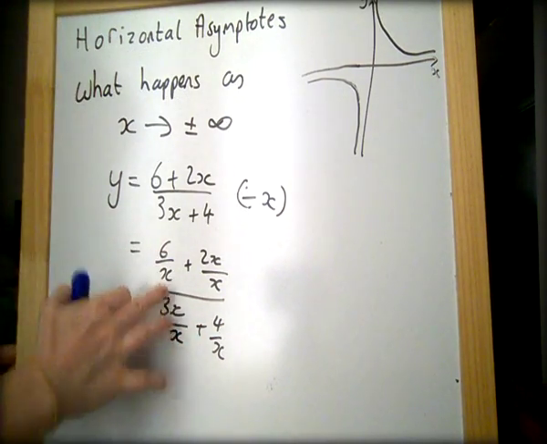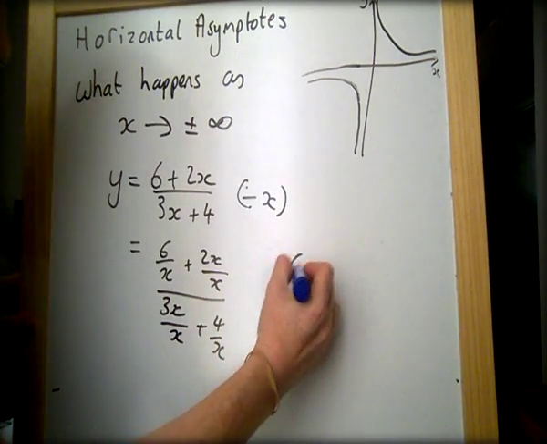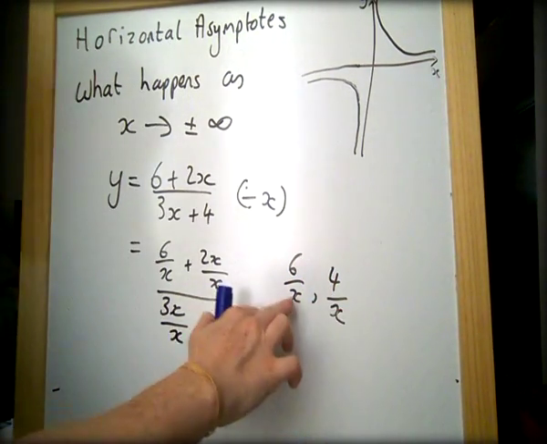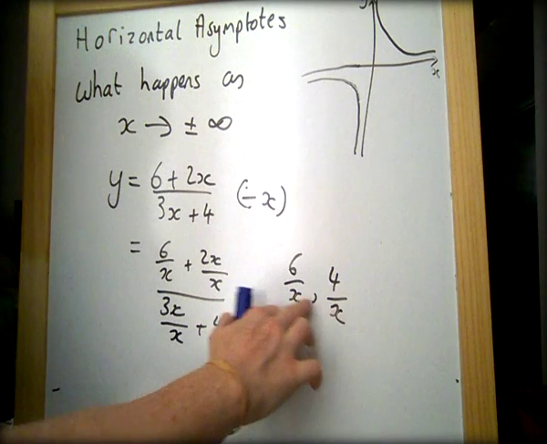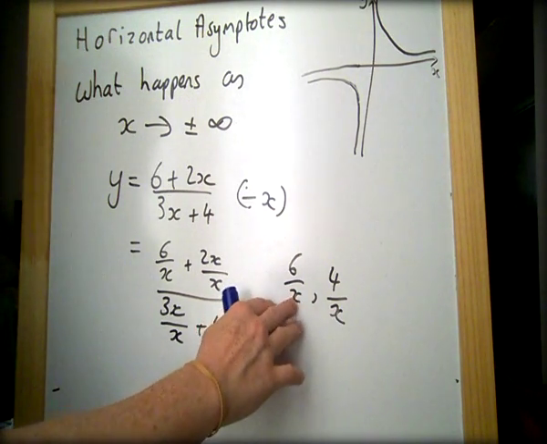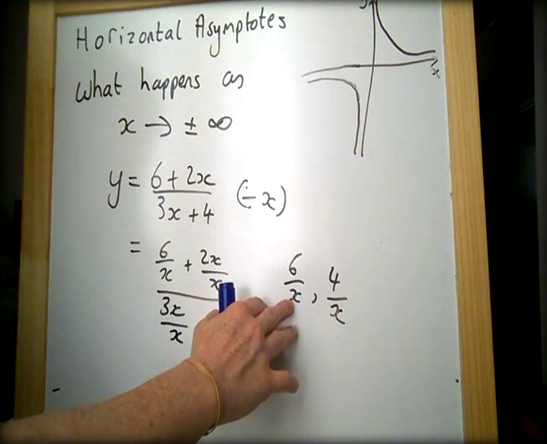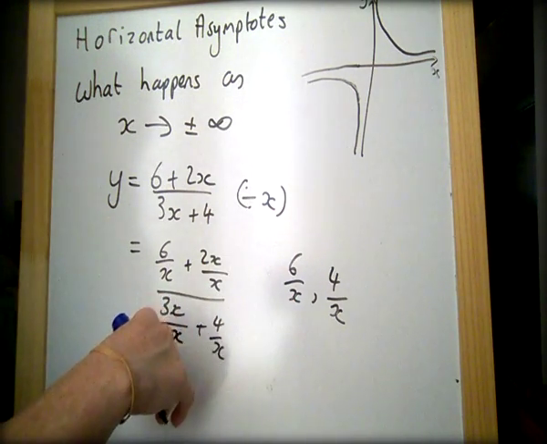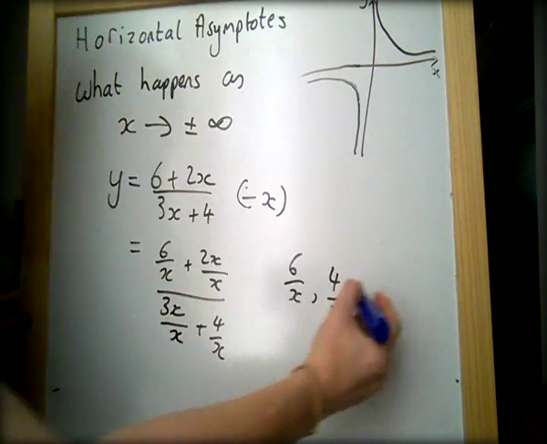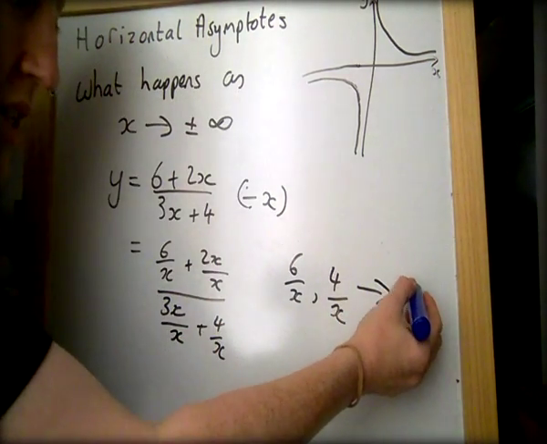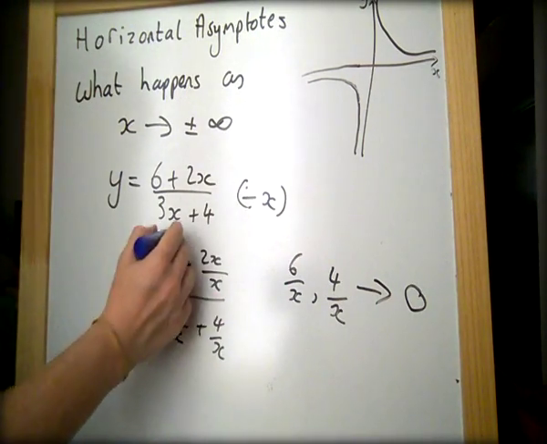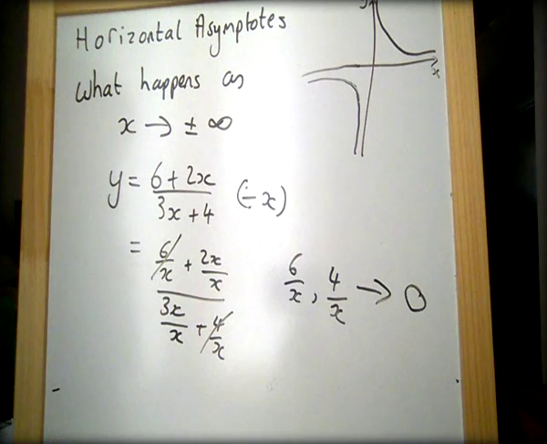So if I look at the 6 over x and the 4 over x, as x tends towards plus or minus infinity, so the number's getting infinitely large, okay, the larger the number on the bottom of a fraction, the smaller the fraction. So we can say as x tends towards plus or minus infinity, these both will tend towards 0. They will get smaller and smaller and smaller. This enables us to ignore those.